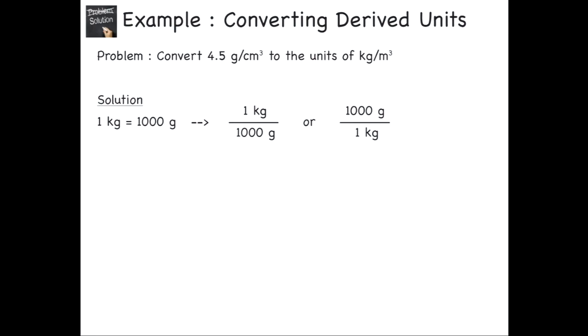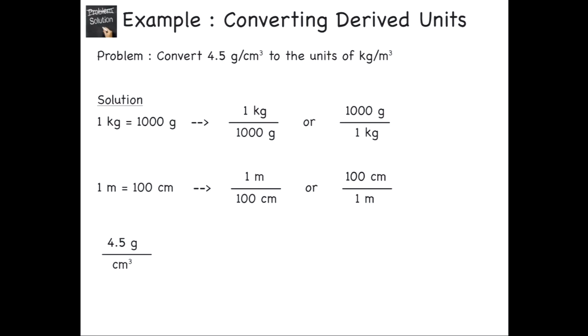Remember, our goal is to go from grams per centimeter cubed to kilograms per meter cubed. So we have one that converts from kilograms to grams, or vice versa. And we want to convert from centimeters to meters. So 1 meter is 100 centimeters. So we write these two ways. And now we apply it. So the grams is easy. It's just like last time, 4.5 grams. Get rid of the grams by putting it on the bottom. So we're choosing this one. Kilograms comes up top. That's what we were looking for. Great.